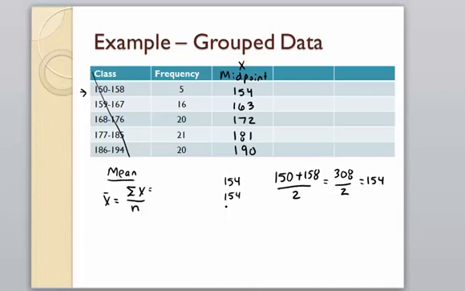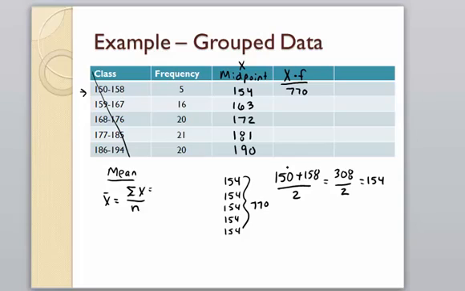When we start adding values up, we want to think about how we can easily add 154 plus 154 plus 154 plus 154 plus 154. The easiest way to do that is by using multiplication. So I'm going to add a column here, x times the frequency, and we're going to multiply. I'm going to say 154 times 5, and that's going to give me 770, which is what I would get if I were adding up those 5 154s.